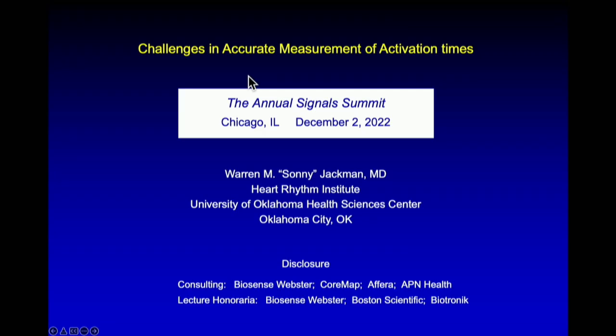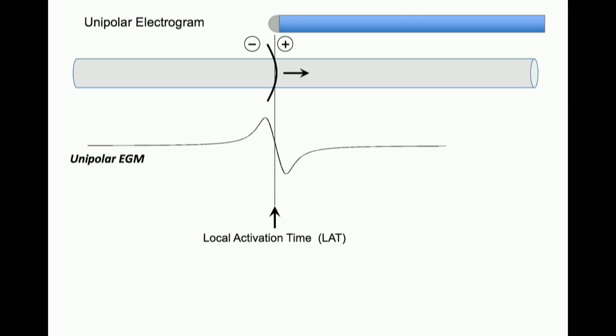So my topic was challenges in the accurate measurement of activation times, which is a beautiful follow-up, I think, to Pascal's talk, and it'll help a lot. So remember what Pascal said. With a conventional electrode, we measure the activation time from the unipolar electrogram, and you remember, as he showed, as the wavefront crosses the electrode, you go from the most positive to the most negative voltage that that electrode is going to see.